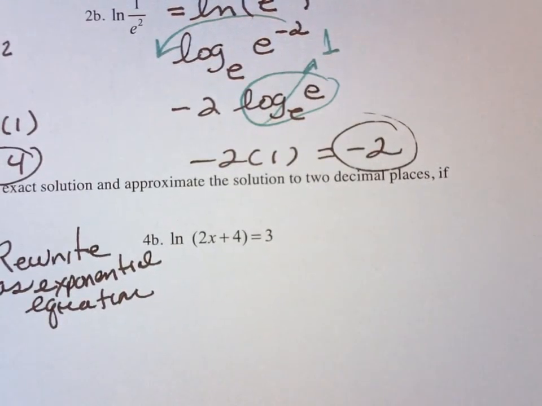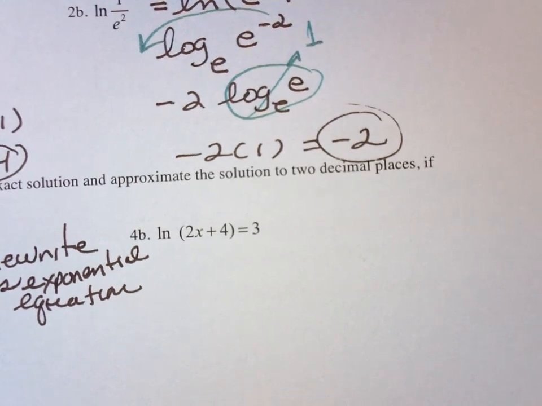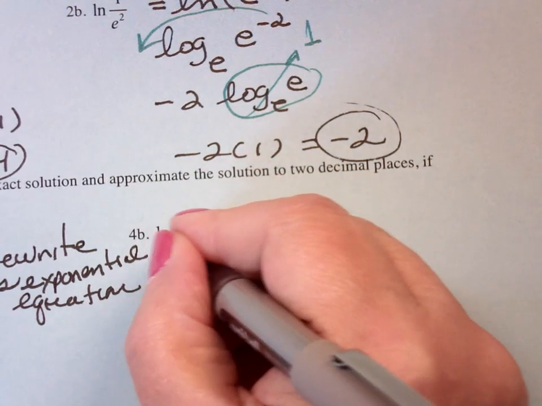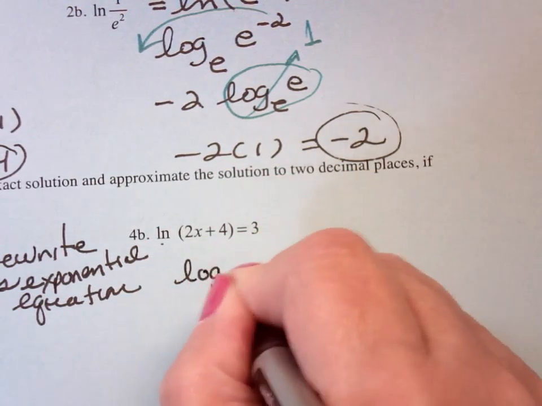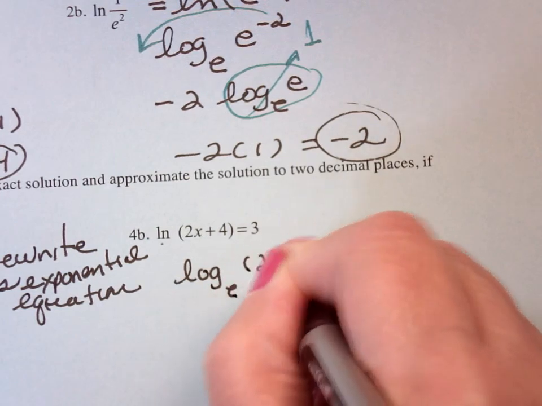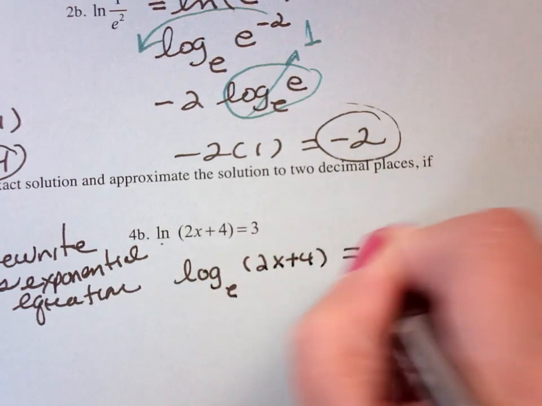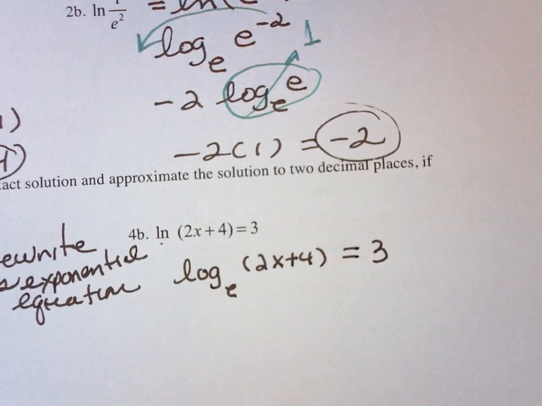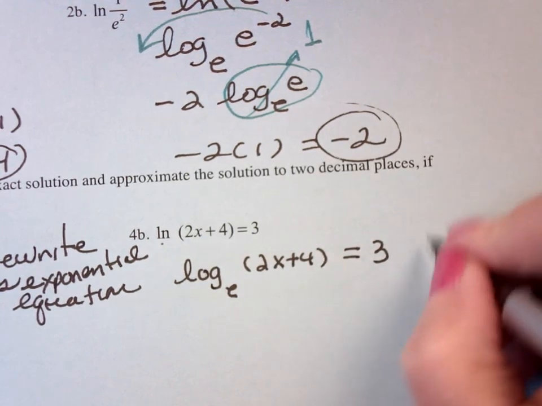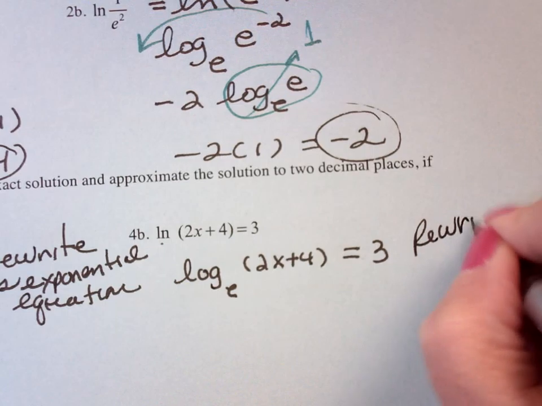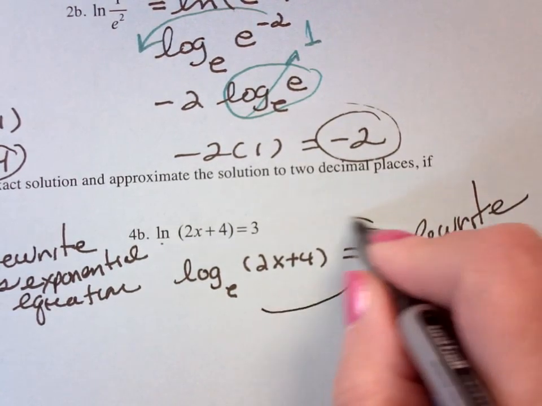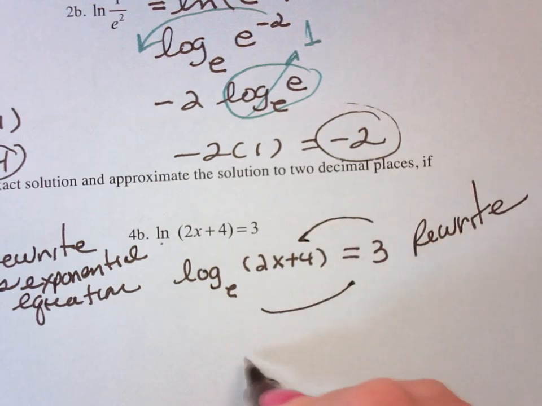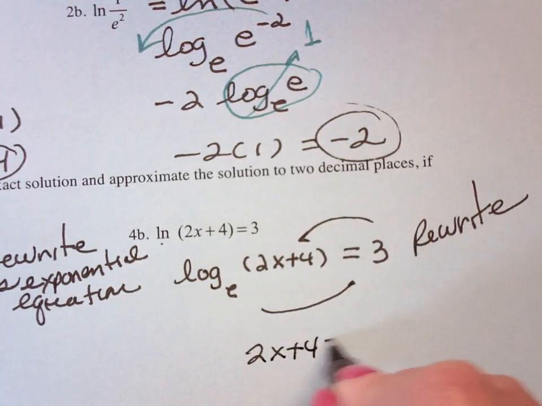And I'll put this up and freeze it for those who need to put some of this stuff down. So once we're done, this is ln of, well, we know that ln is log base e of 2x plus 4. That's equal to 3. And now I just rewrite, which says that e to the 3 is equal to the argument. So 2x plus 4 equals e cubed.